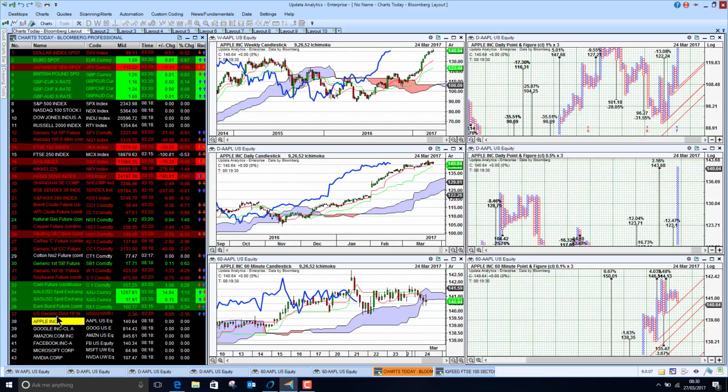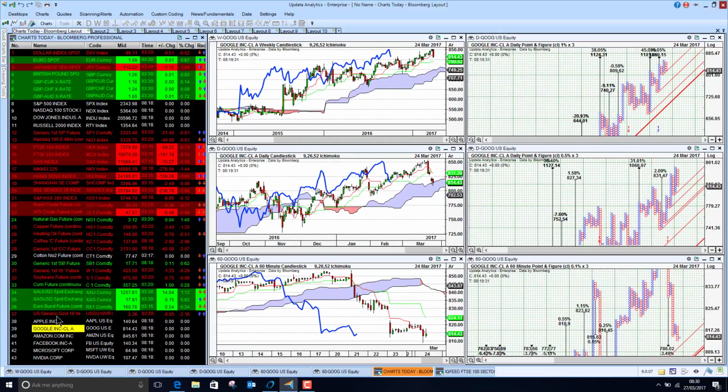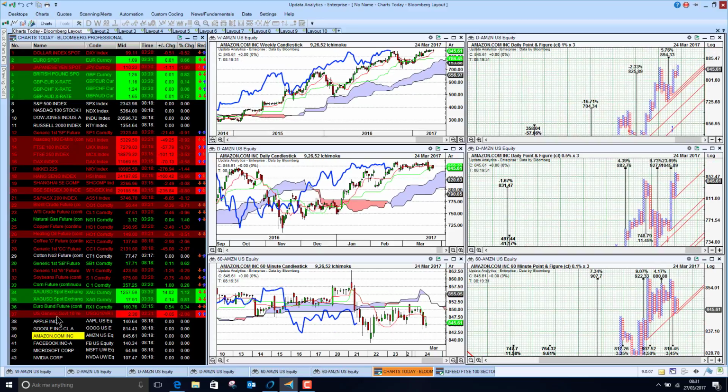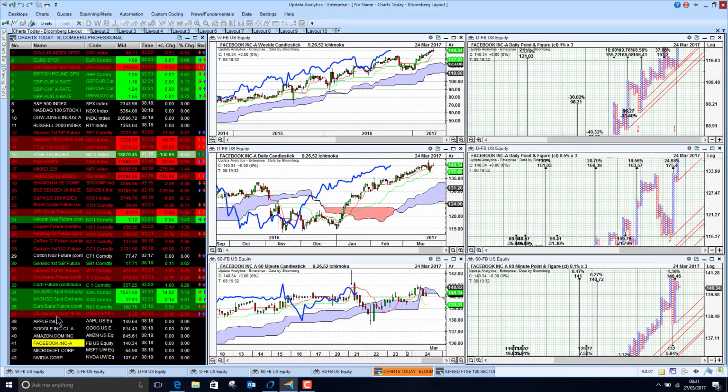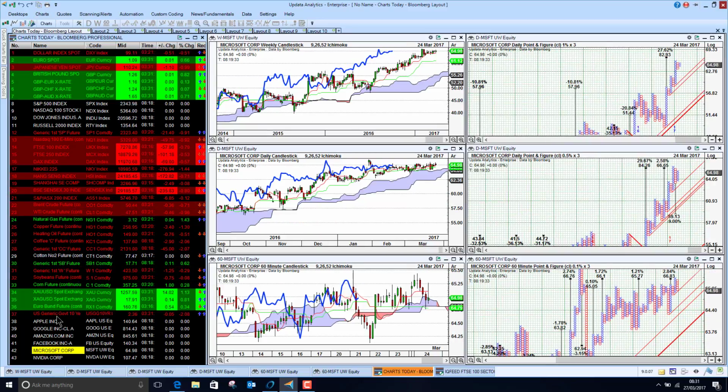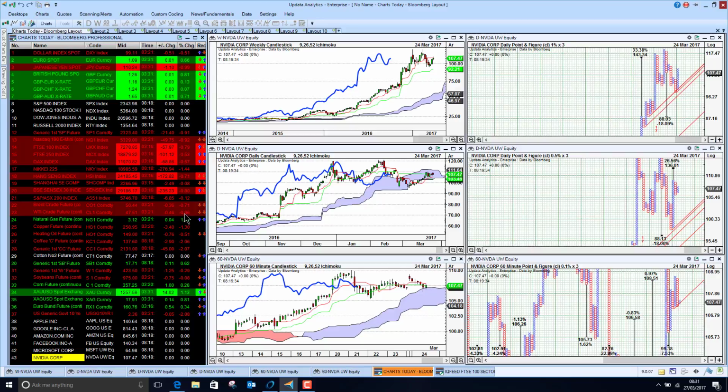Apple, still bullish above the cloud. Google is bearish short term, bullish on the other time frames. Amazon again short term. Facebook holding its bullishness above the cloud. And Microsoft also holding its bullishness, and Nvidia recovering as well.